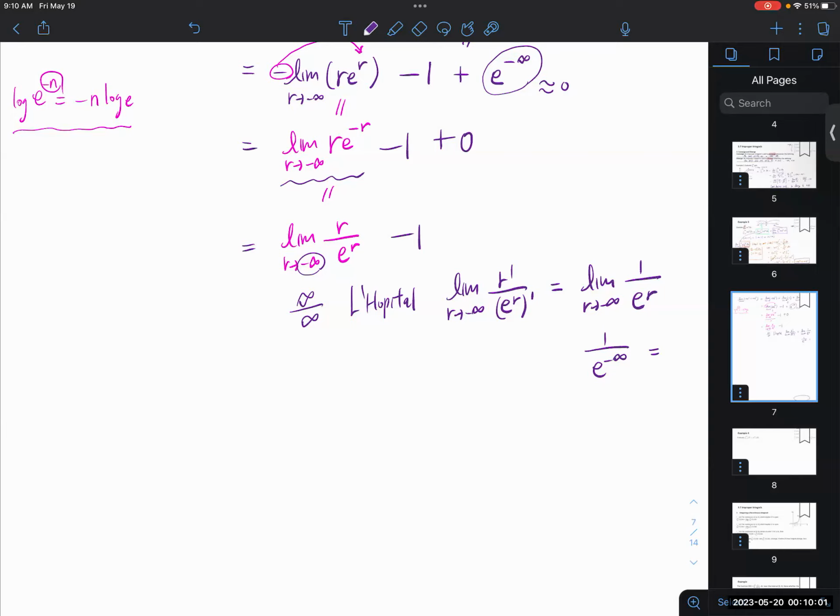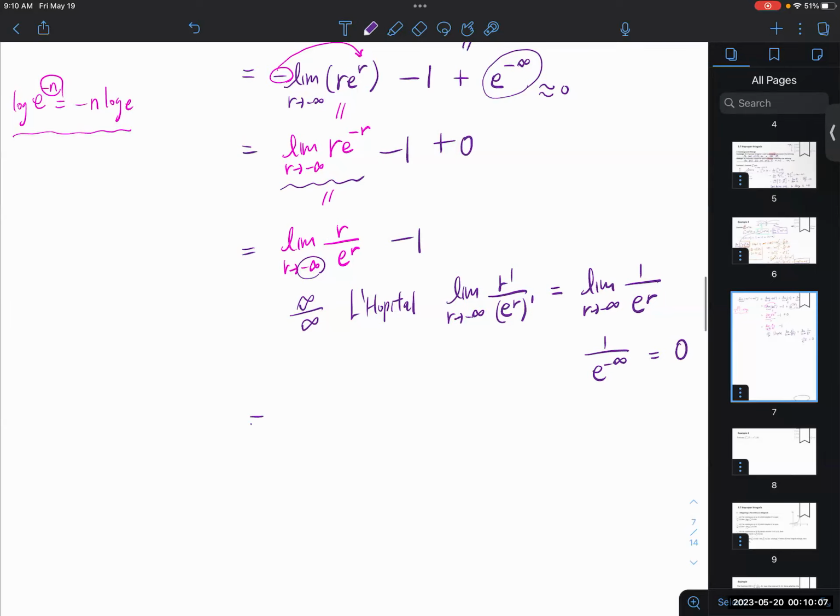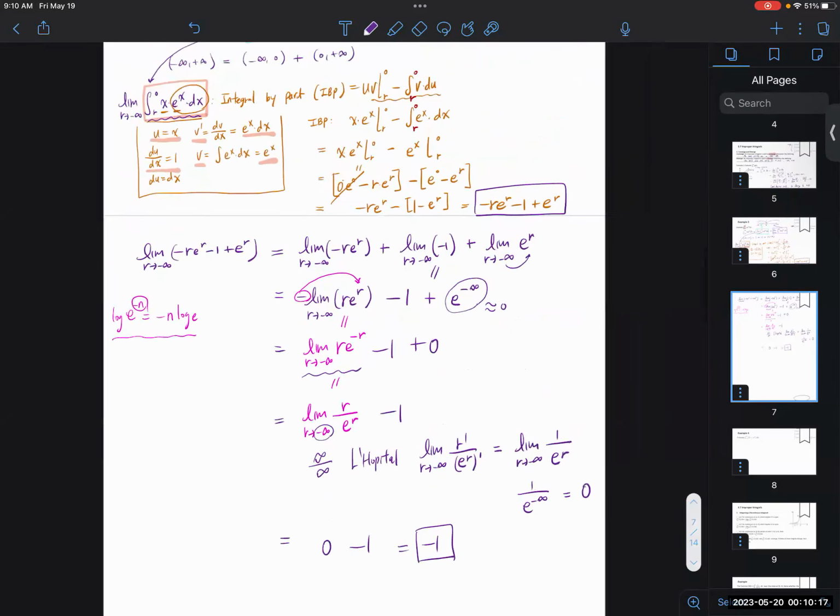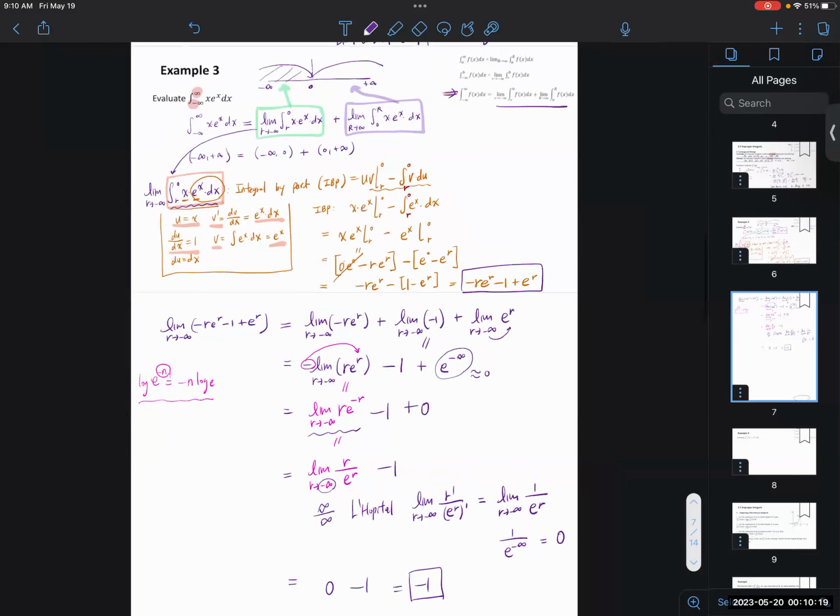This is going to be 0. So therefore, we have a 0 minus 1. We have a -1. So first term, we just found out that it is a convergence. So this is a little bit challenging work. So I'm going to show you one more time.